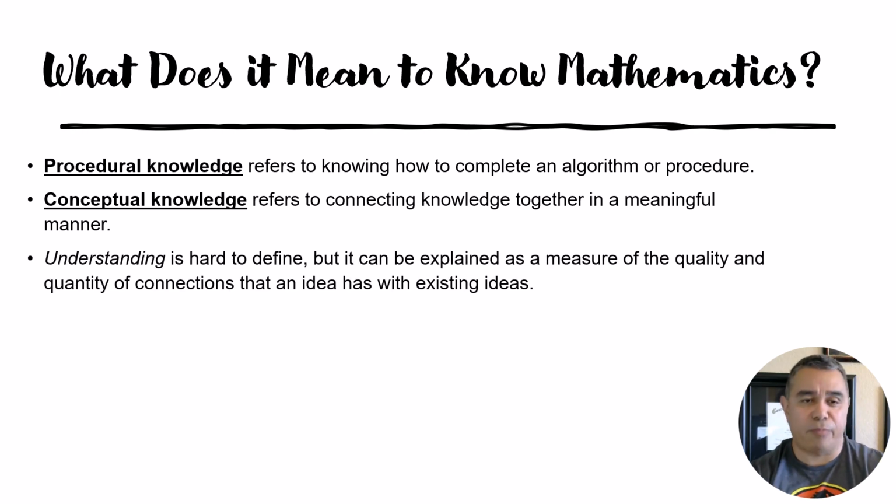Now, understanding mathematics is always going to be hard to define. How do we measure how someone understands mathematics? Well, we should be able to, one, measure the quality and quantity of connections that an idea has with existing ideas. That's how we understand concepts outside of math. How do we understand how to write a sentence? It's the quality and quantity of those connections that we made with verbs, nouns, adjectives, and grammar, which would be a lot of our procedural knowledge, to formulate the concept of writing a sentence. Well, it's the same thing in mathematics.